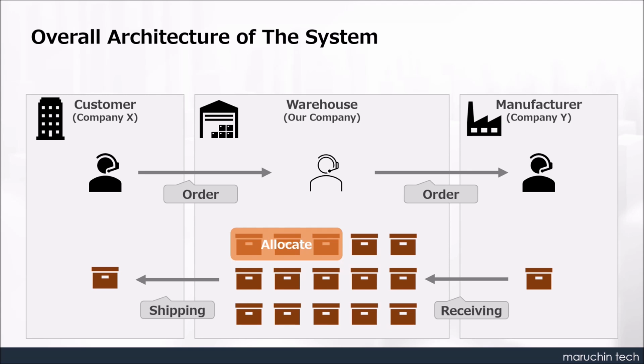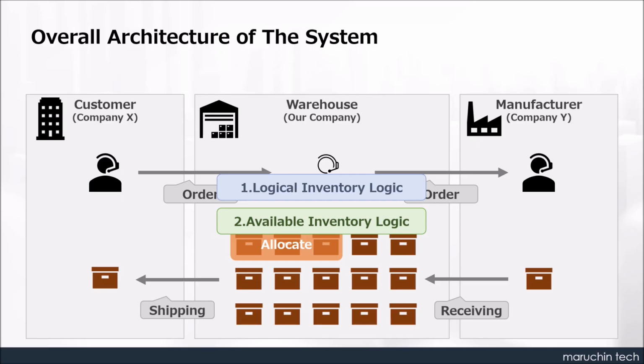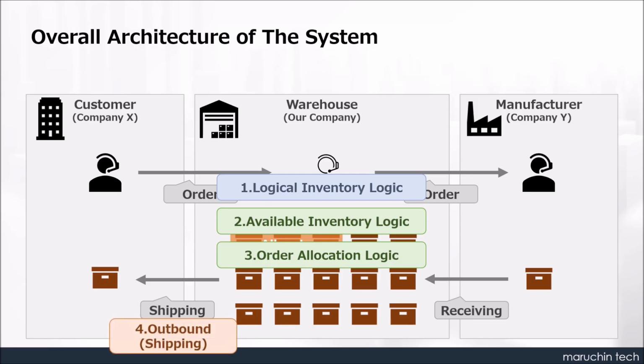Next, let's look at the overall architecture of the system we will build in this course. The logical inventory logic calculates the number of items physically present in the warehouse. The available inventory logic calculates the difference between logical inventory and allocated inventory. The order allocation logic is executed to reserve stock the moment an order is received from a customer. The outbound shipping logic is executed when goods are actually shipped from the warehouse.